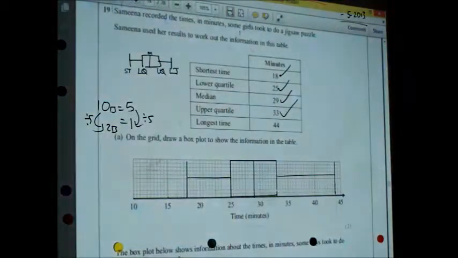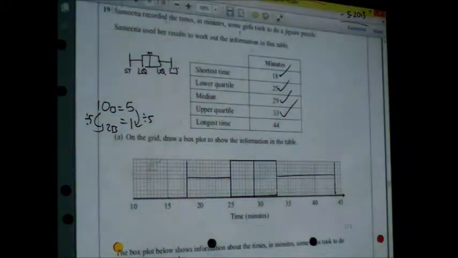Okay. Are we happy with that, Samia? Okay, Samia needs a ruler. Okay, we've got Samia. Ruler here.